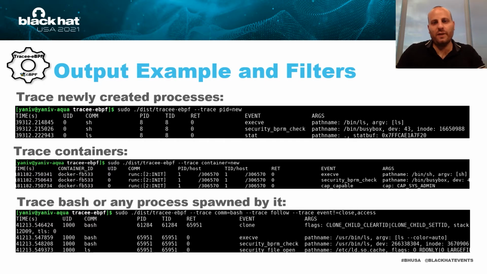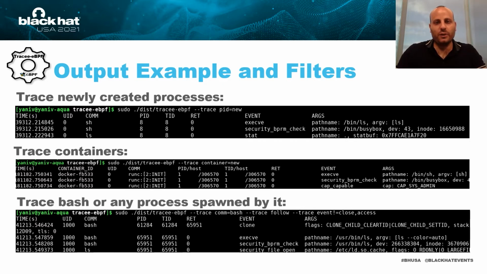Tracee BPF includes advanced filtering capabilities so that you can focus on the things that you want to trace. It is capable of tracing all processes in the system or a group of processes according to some given filters. In the first example here, you can see that we can start Tracee with a filter telling it to only trace newly created processes. We then call the ls command. Tracee gives a timestamp of the events, the user ID of the process that triggered the event, the command name, process ID, thread ID, return value if applicable, and then the event name and its arguments.